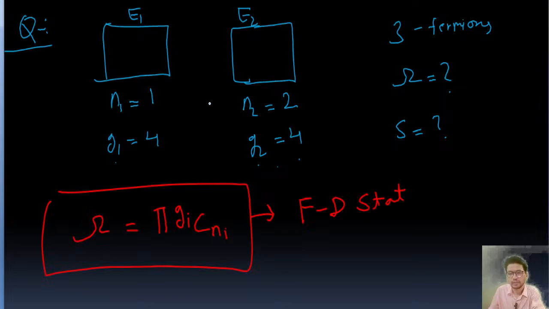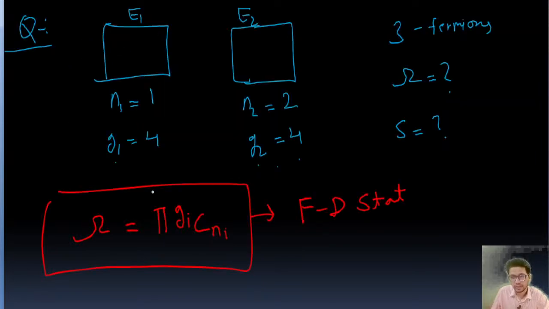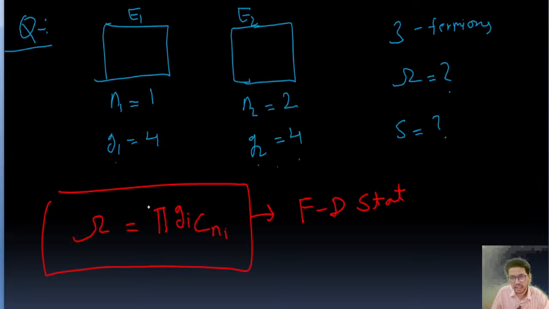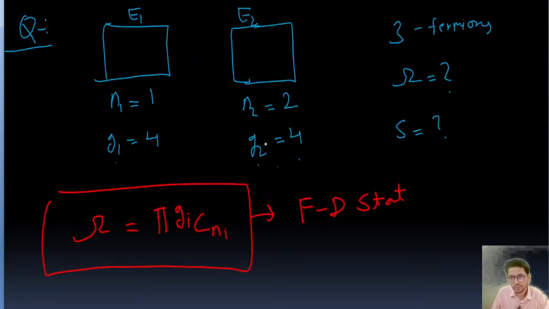I'll proceed further. Okay, so this is for Fermi-Dirac statistics. So we have been given N1 is 1, G1 is 4, N2 is 2, and G2 is 4. So I'll use this formula. So omega equals the product of GI C NI. For this, 4C1 is the number of particles is 1, right. 1 into, for this, 4C2.